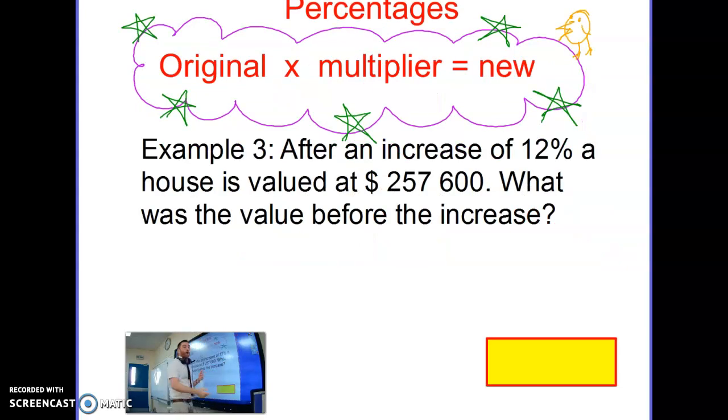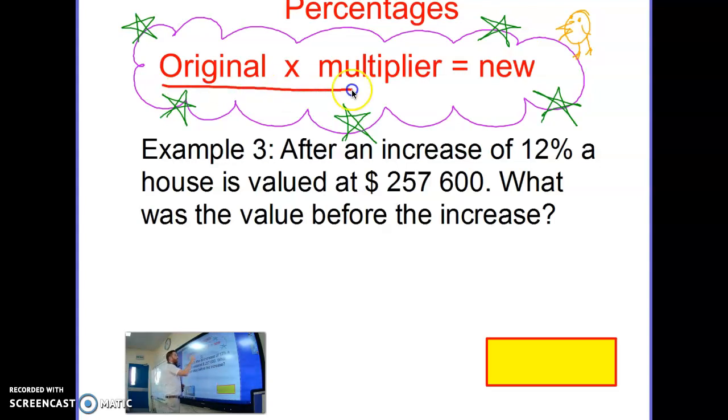We're now moving on to a reverse percentage change question. So with a reverse percentage change, instead of increasing and decreasing and finding the new amount, we are finding the original amount after a change. So an increase has happened or a decrease has happened, and we're going back and finding the original amount. So after an increase of 12%, a house is valued at $257,600. What was the value before the increase?